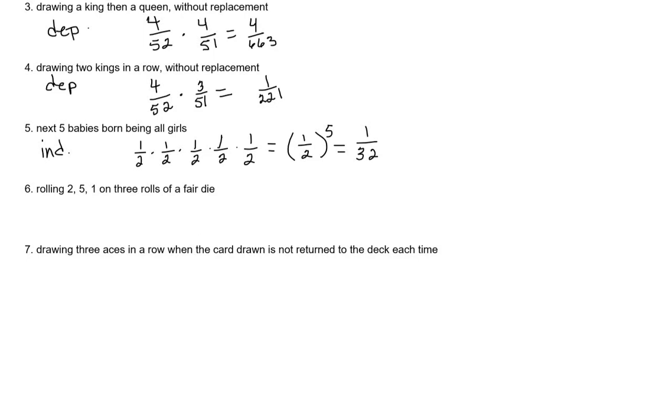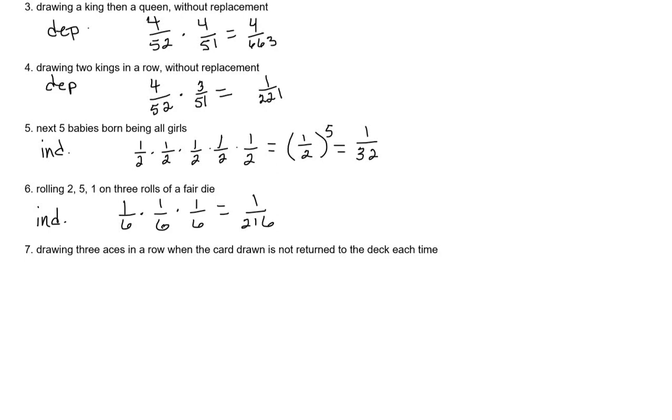Problem 6, rolling a 2, a 5, or a 1 on 3 rolls of a fair die. What you roll the first time you roll a die is not going to affect the second and the third roll. So these are independent events as well. Probability of rolling a 2 is 1 out of 6. Probability of rolling a 5 is 1 out of 6. And the probability of rolling a 1 is 1 out of 6. So that multiplies to give you 1 over 216.